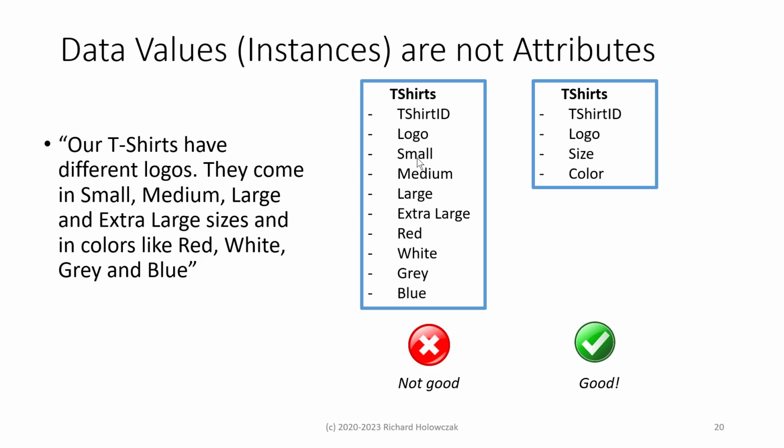Instead of modeling this with small, medium, large, extra large, and the colors red, white, gray, and blue, we model this as size, which can take on values small, medium, large, and extra large, and color, which could be red, white, gray, or blue. The caveat here is we don't model values, we model the attribute, the characteristic of the t-shirt. So this t-shirt will have a t-shirt ID, it'll come with a logo, it'll have a particular size and a particular color.